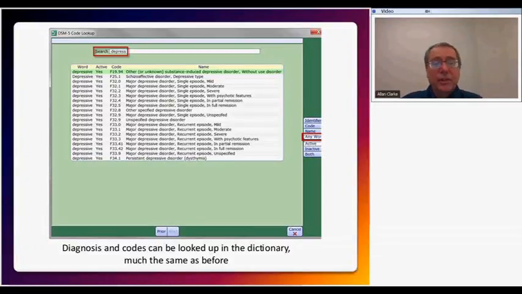Now, we don't have a screenshot of it all yet, but here's a screenshot of the dictionary. If you type in "depress", you don't even have to do the whole word, and then it'll give you a list of all the disorders with the letters "depress" in it. And so this should make it fairly easy to find things if you're not familiar with the exact codes or the exact name of the disorder.